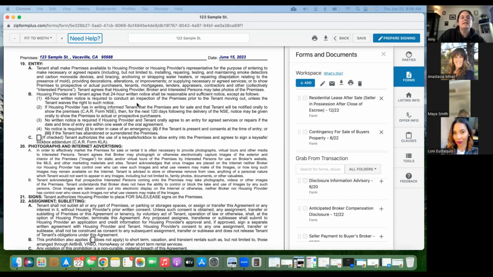If the housing provider has in writing informed the tenant that the premises are for sale and the tenant will be notified orally to show the premise, that's the CAR form NSE. Then for the next 120 days following the delivery of the NSE, notice may be given orally to show the premise to actual or prospective purchasers, right? So notice needs to be done in writing, not orally.